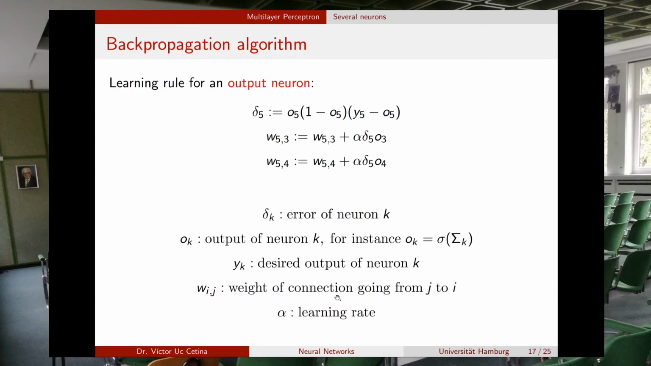Wij is the connection that goes from j to i, and alpha is just a learning rate.